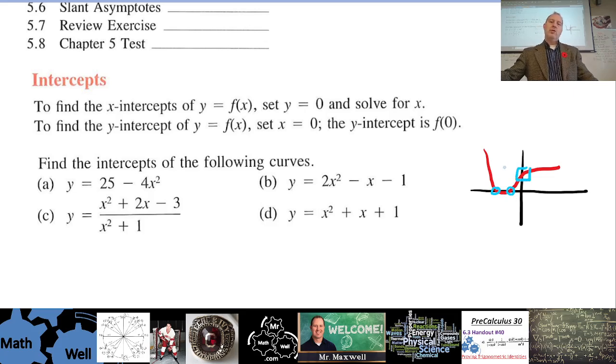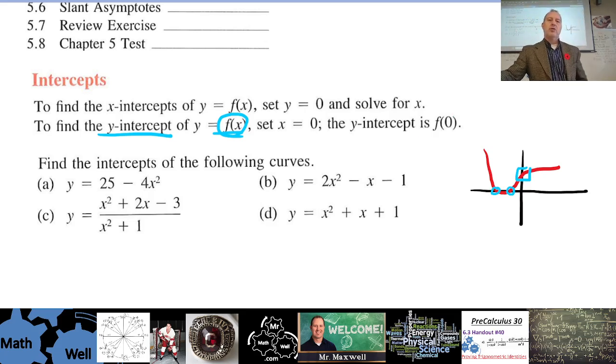Okay, so you will anticipate for a function that for a y-intercept, there will only be one y-intercept. Unless it is discontinuous at the vertical line x equals 0, you will always have one y-intercept. You won't have two, because if it doubles back over itself, it's not a function.